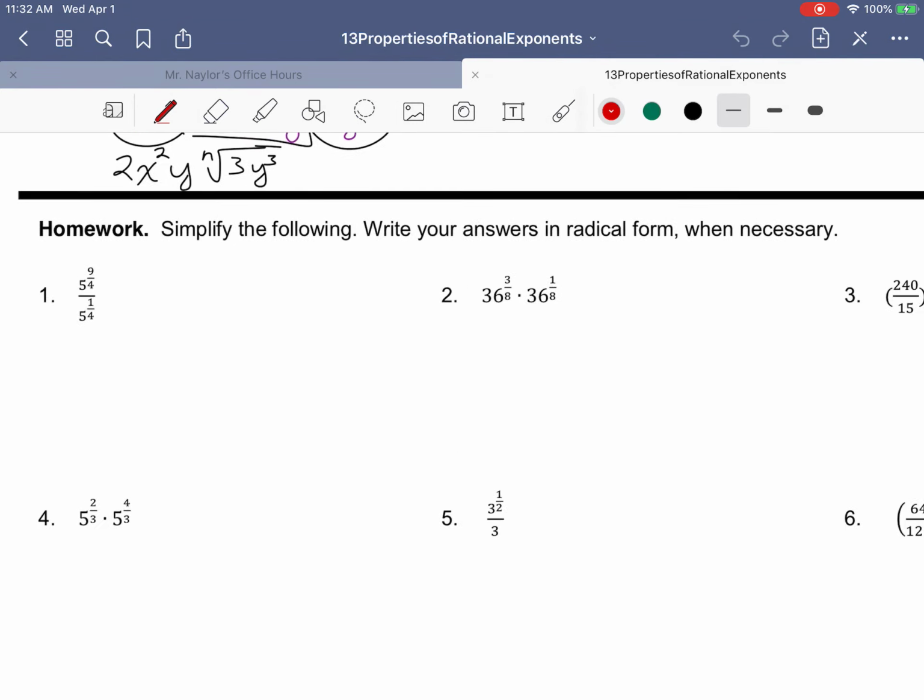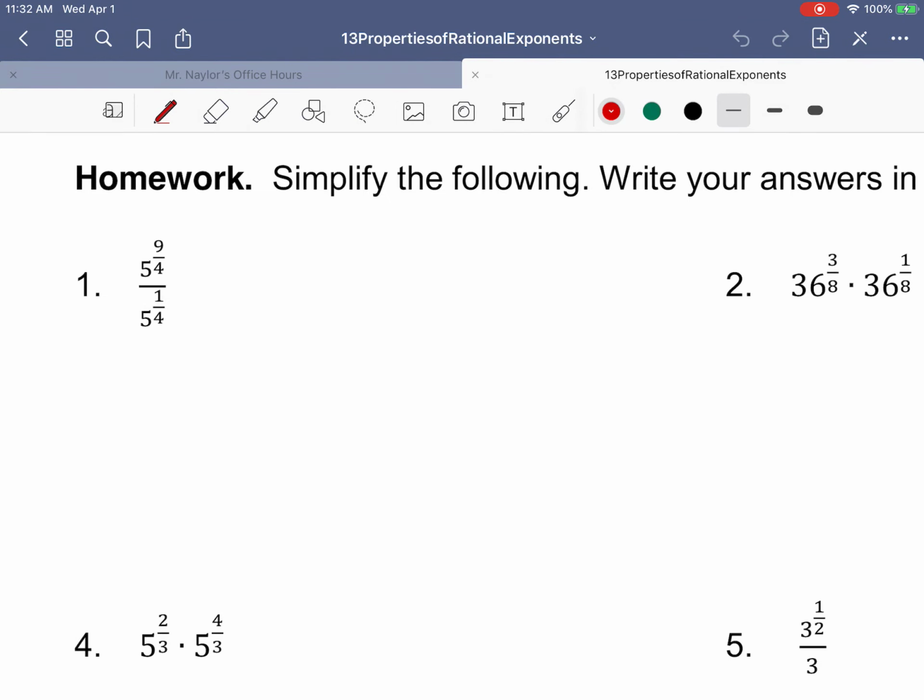All right, let's help you out with some of these homework problems. How'd you do? The first one, you want to subtract the exponents. Now, you always subtract top minus bottom. It looks like that's going to give you 8/4, which is really the same as 2. Now, be careful, that means the exponent's 2, so it's 5 to the second power, 25.